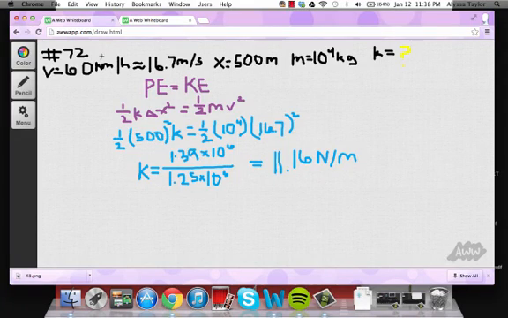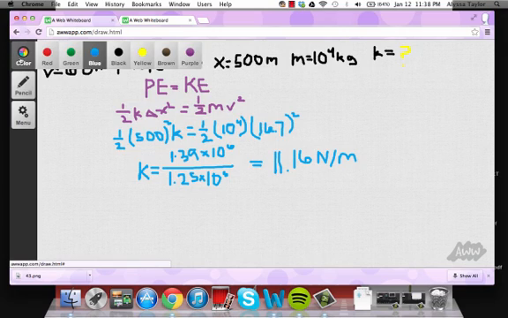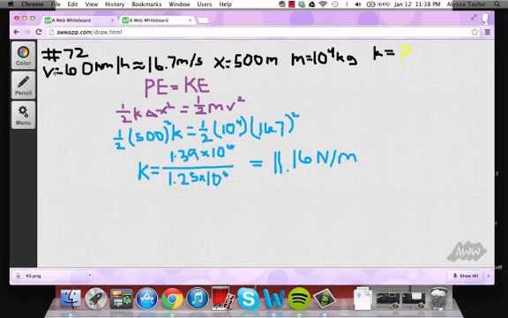Alright, so this is the first problem for our homework, number 72. We are given three different things. We're given the velocity, which is 60 kilometers per hour. We can change that to 16.7 meters per second. We are then given our distance, which is 500 meters, and lastly our mass, and we are asked to find the K constant.